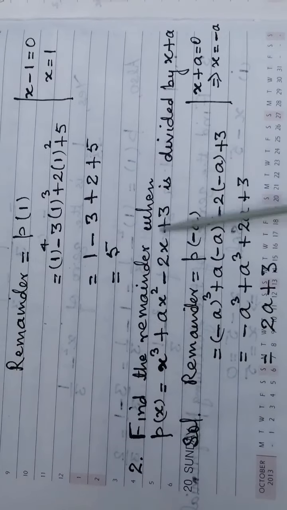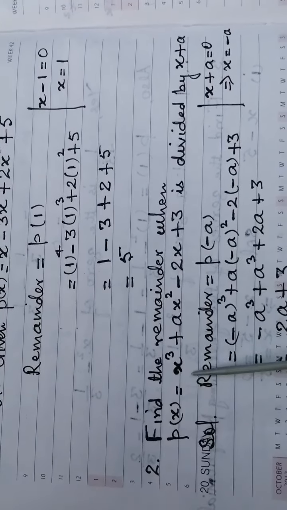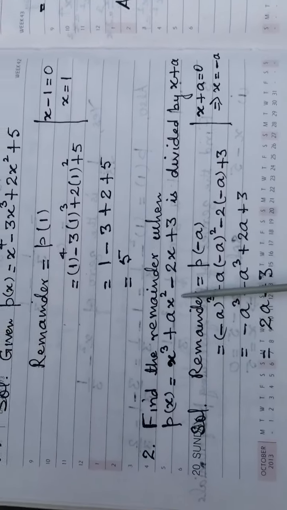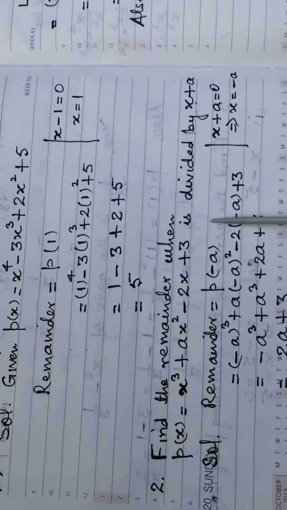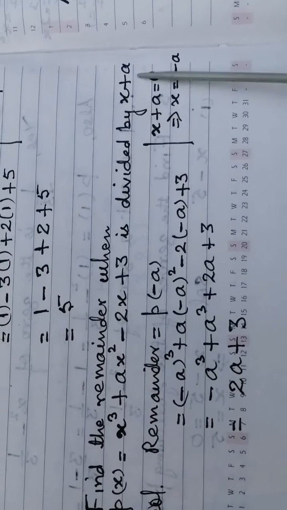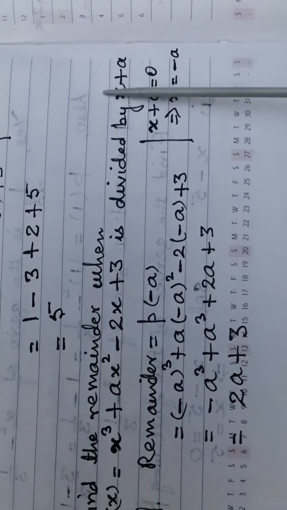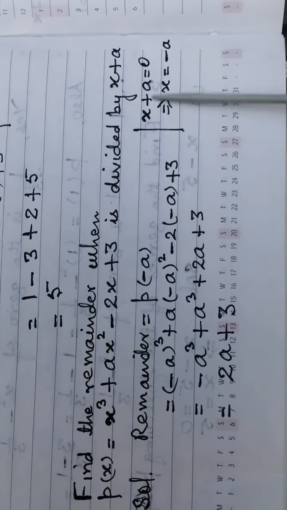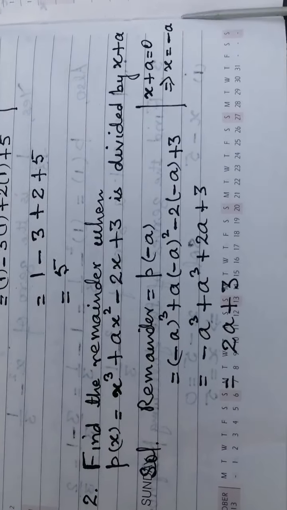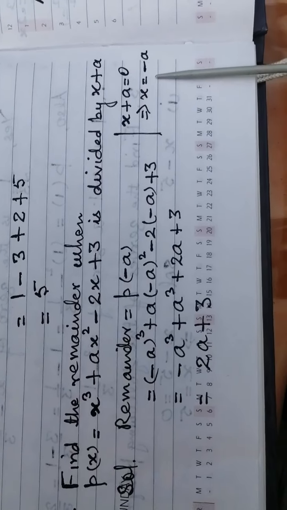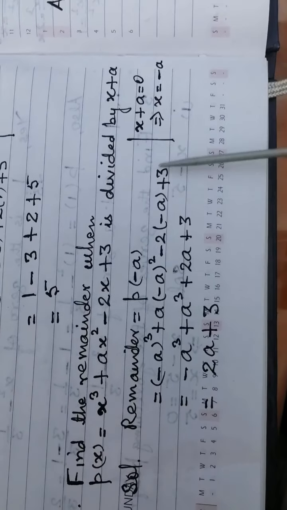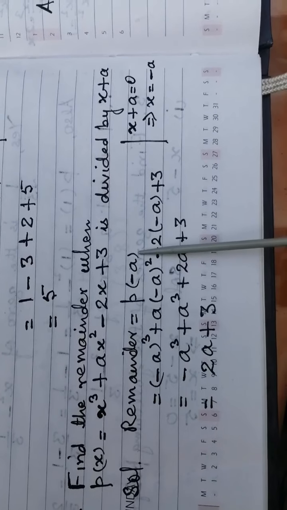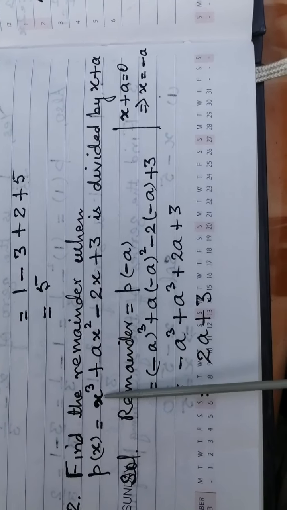Next is find the remainder when p of x is equal to x cube plus ax square minus 2x plus 3 is divided by x plus a. Now again divisor is x plus a, so put this x plus a equal to 0, so you get x equal to minus a. So what will be the remainder? P of minus a. So remainder is p of minus a. So wherever you have x, put x equal to minus a.